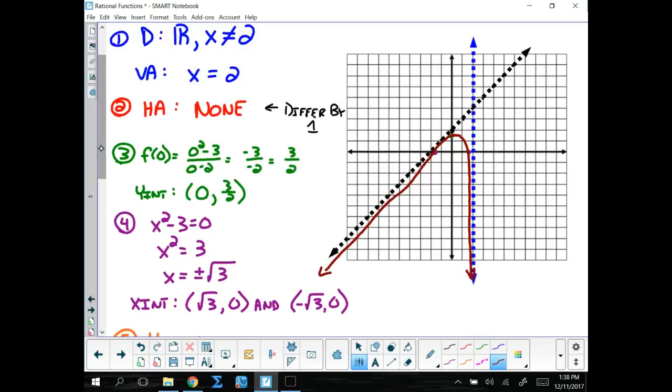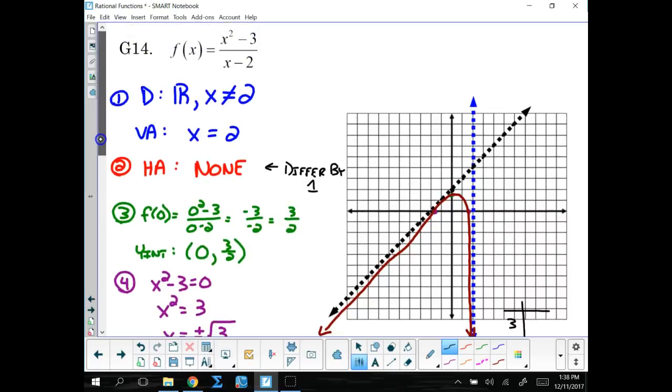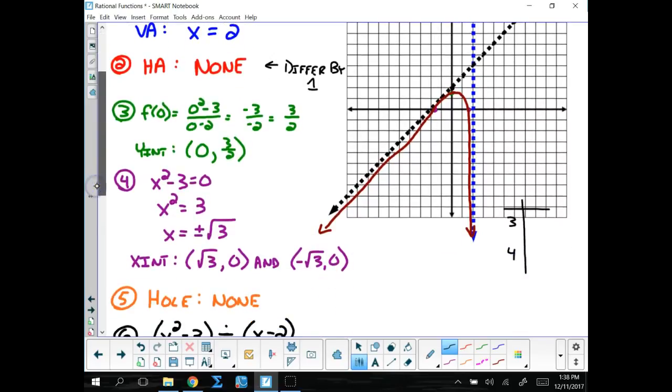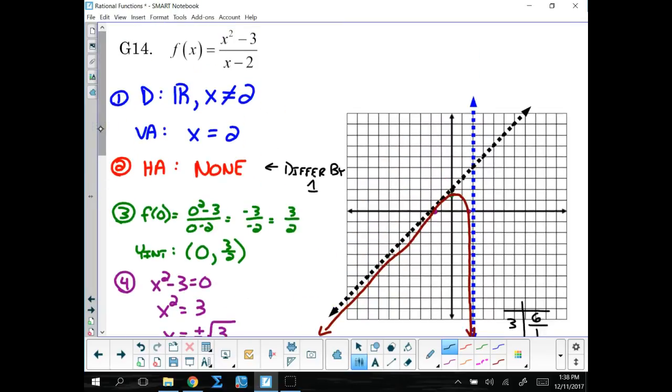But I need to figure out what it's doing on the other side, right? Okay, so let's try some points over here. I would go with 3 and 4 for sure. If I put 3 into my function, 3 squared is 9, minus 3 is 6. 3 minus 2 is 1, so that tells me it goes to the point (3, 6). 1, 2, 3, 1, 2, 3, 4, 5, and 6 right there.